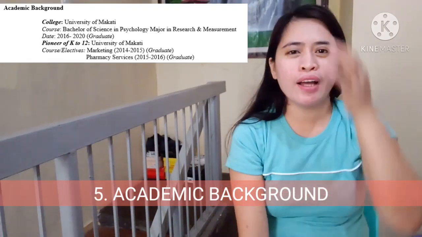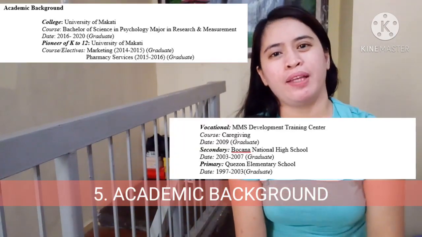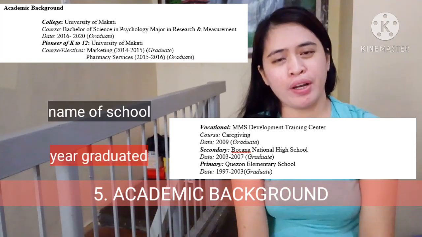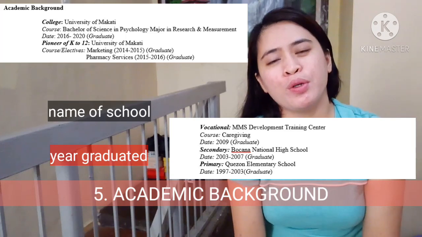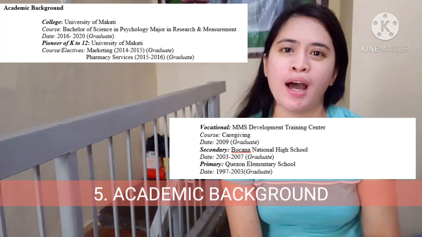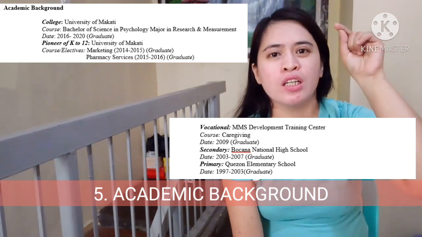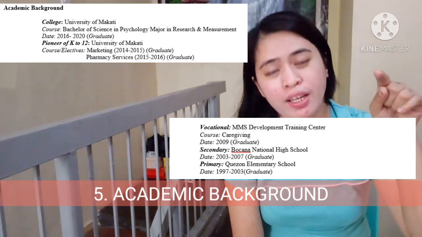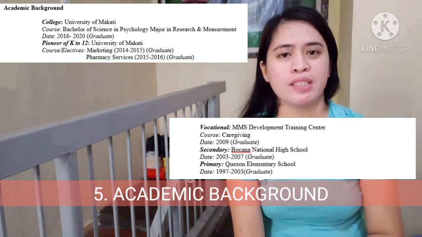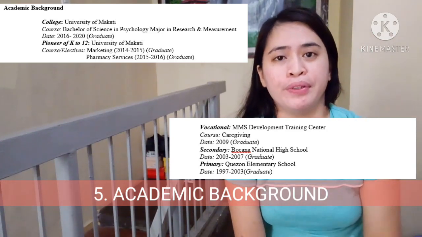Number 5 is the academic background. So, dito nakalagay po yung mga educational attainment mo. Ilagay mo dito yung name ng school, yung year kung kailan kayo nag-graduate. Tapos, nakalagay po siya in highest to lowest po. Halimbawa, from college, down to vocational if meron, tapos sunod po secondary, and then the primary. So, mas nauna po yung recent lang po.